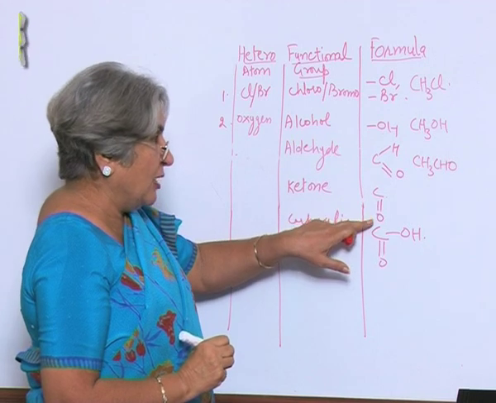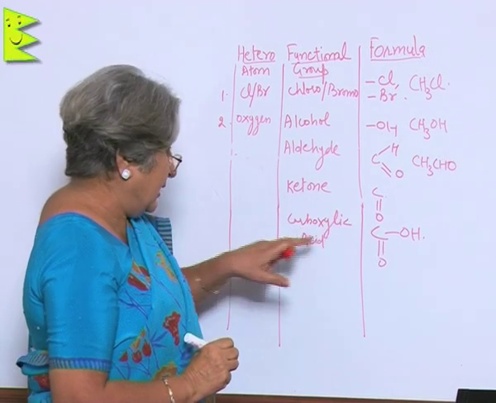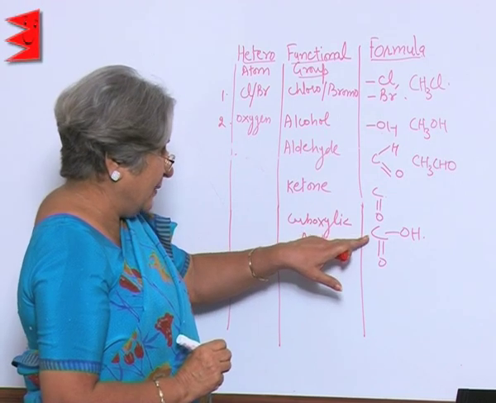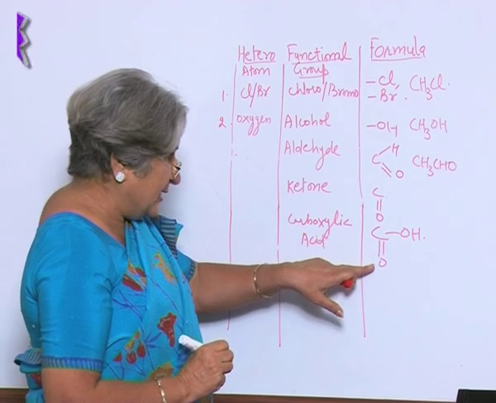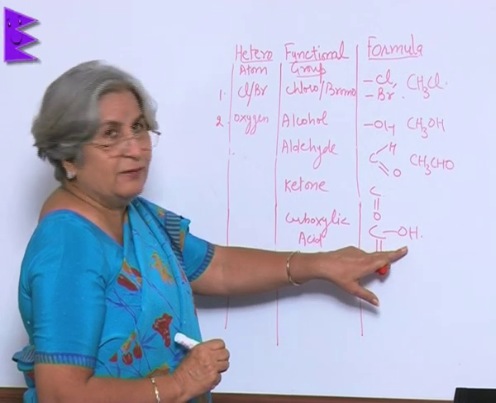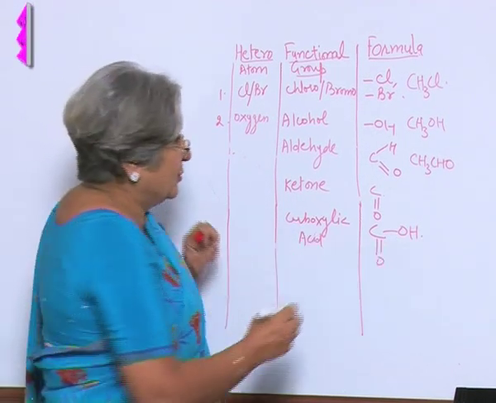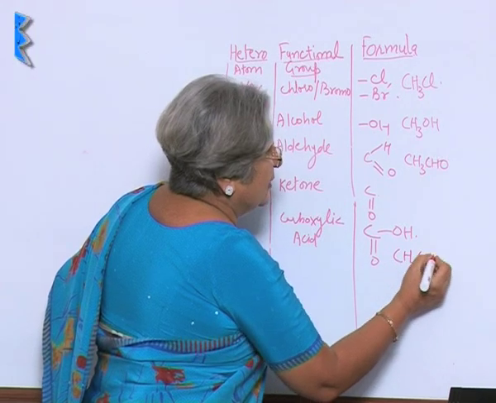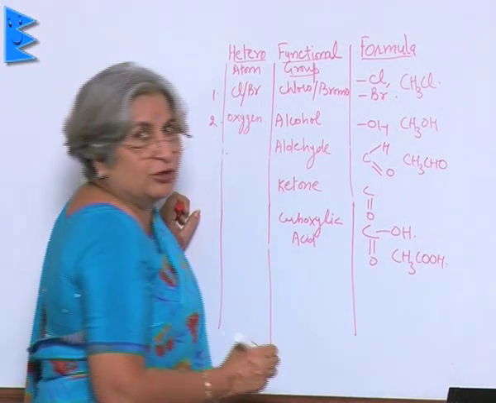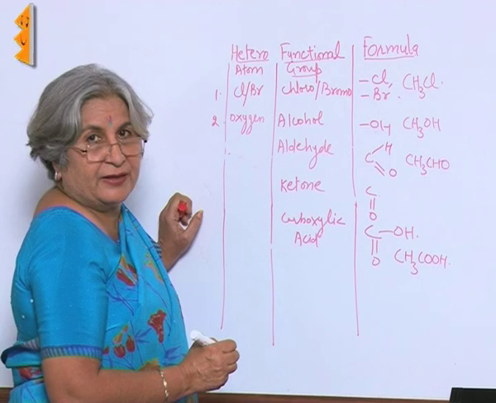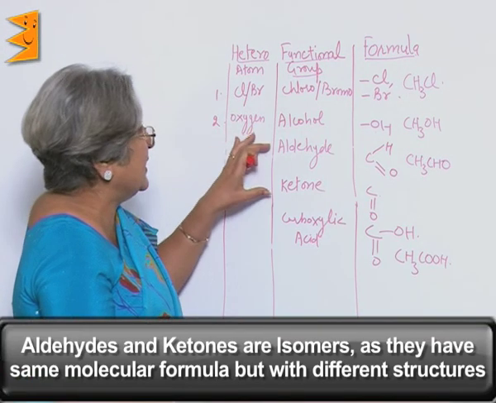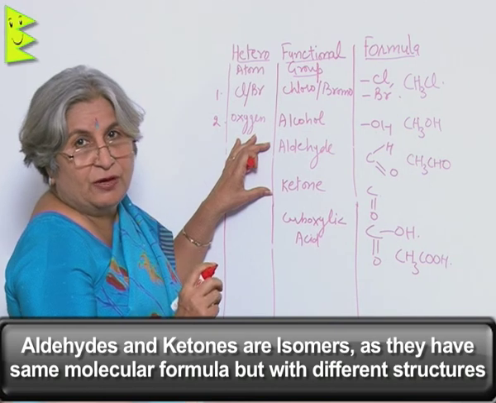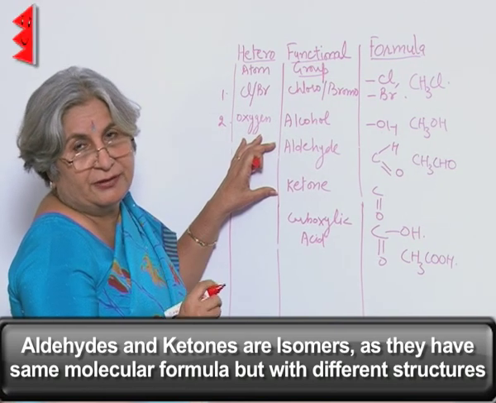C double bond O. Then there is carboxylic acid, which has a carbon which has a double bond with O and a single bond with hydroxyl. So it will be like CH3COOH, ethanoic acid. Aldehydes and ketones are isomers. They have the same molecular formula, but their structure is different.